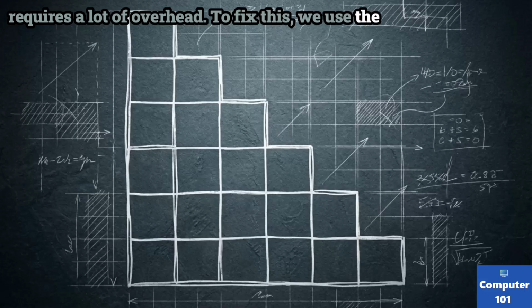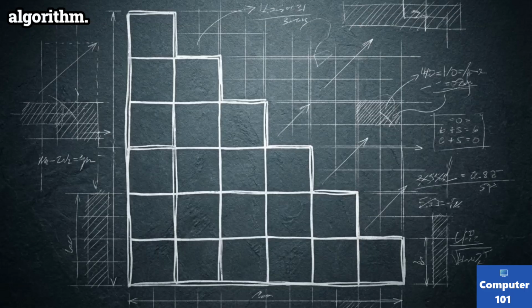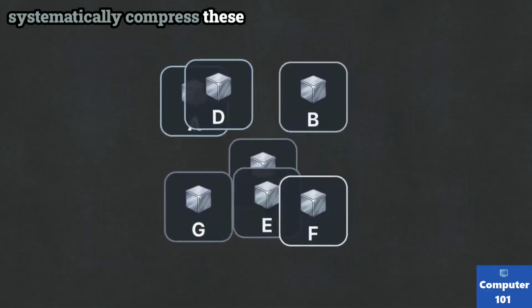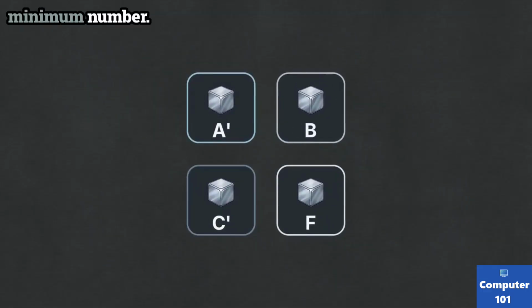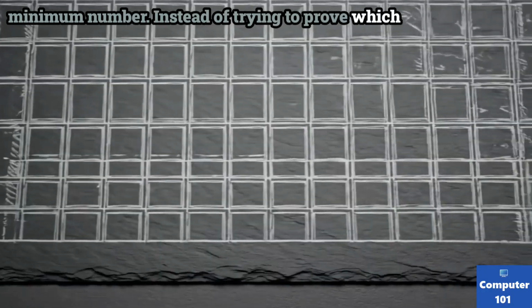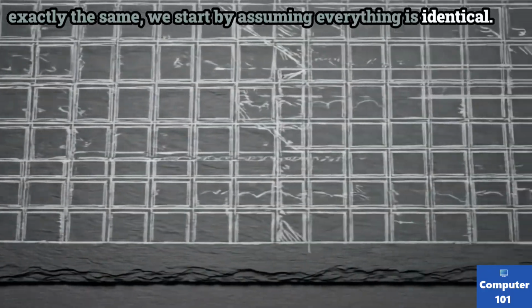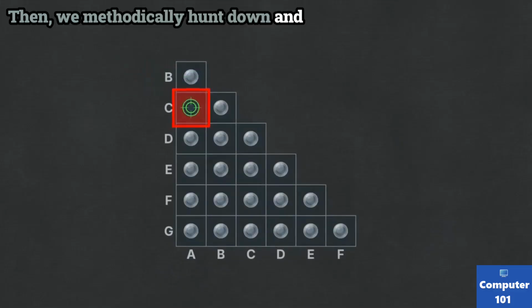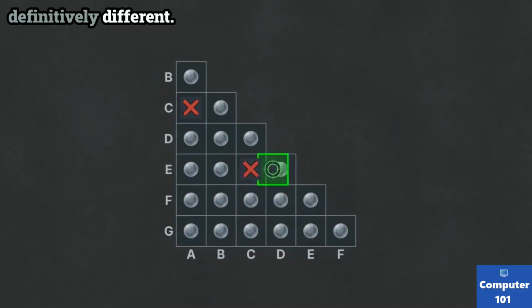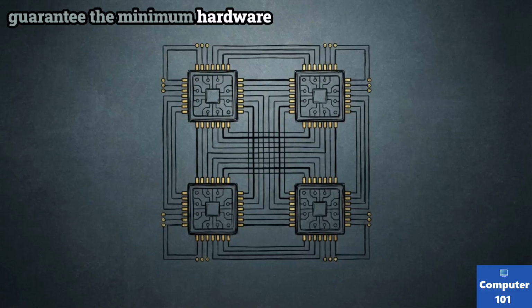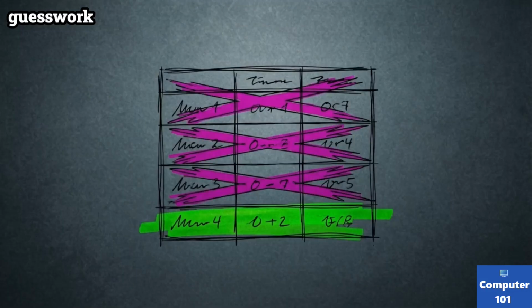To fix this, we use the Implication Table algorithm. It is a highly visual, deterministic tool that lets us systematically compress these states down to their absolute minimum number. Instead of trying to prove which states are exactly the same, we start by assuming everything is identical. Then we methodically hunt down and cross out the pairs that are definitively different. By following this process to the end, you guarantee the minimum hardware utilization. There is no guesswork or intuition required, just a strict process of elimination.